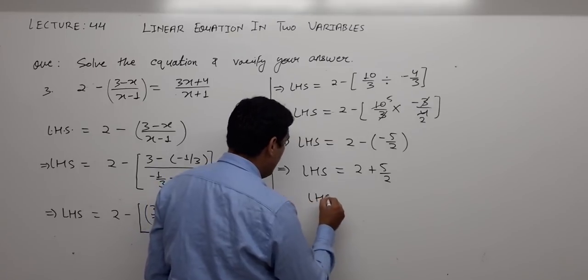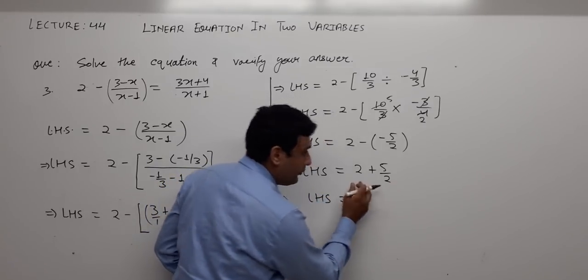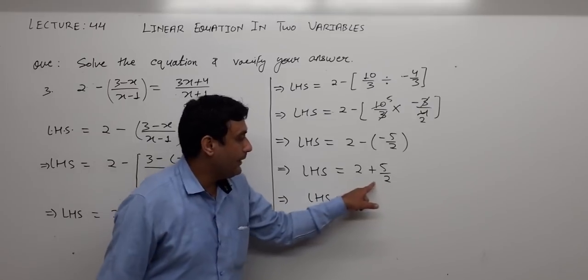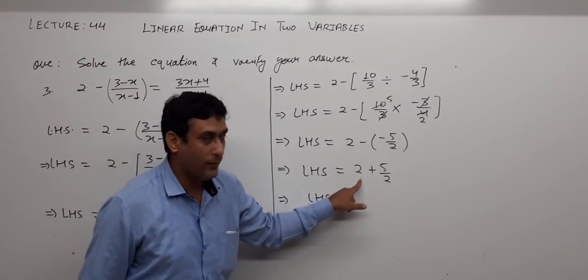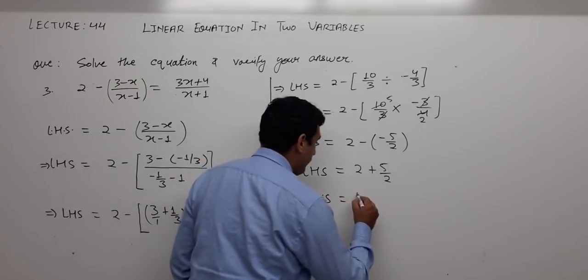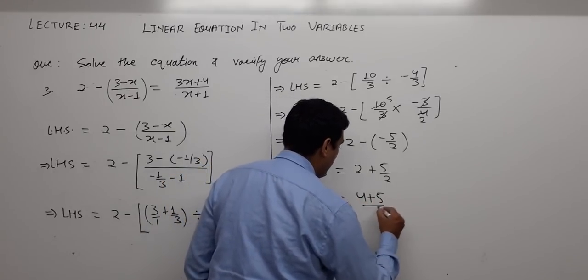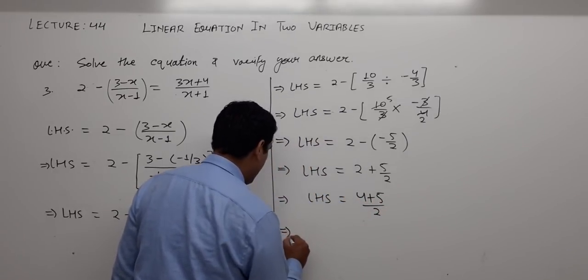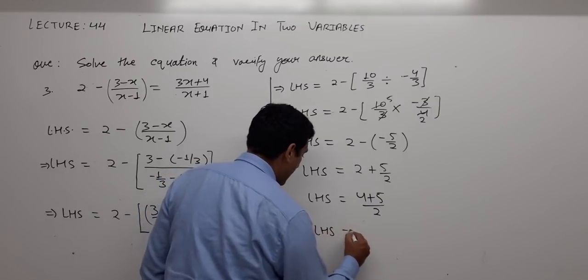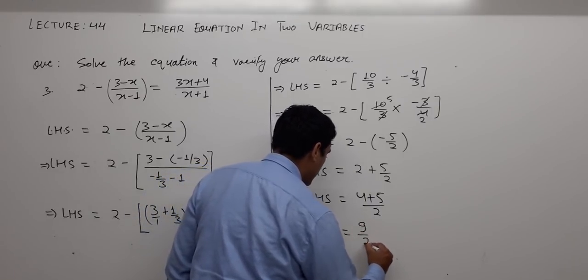Finally, I can say left hand side. Again here I have to take LCM. The LCM of 2 and 1 will be 2. So I will get 4 plus 5 by 2. So finally I can say left hand side is equal to 9 upon 2.